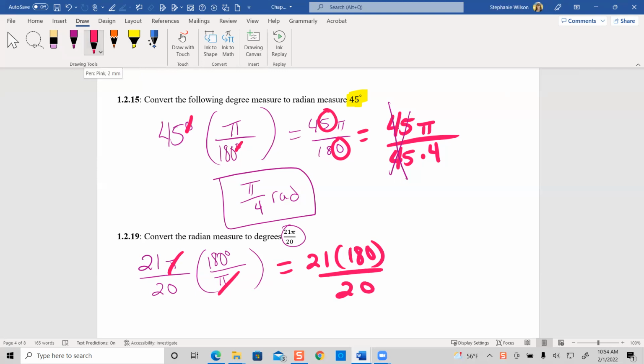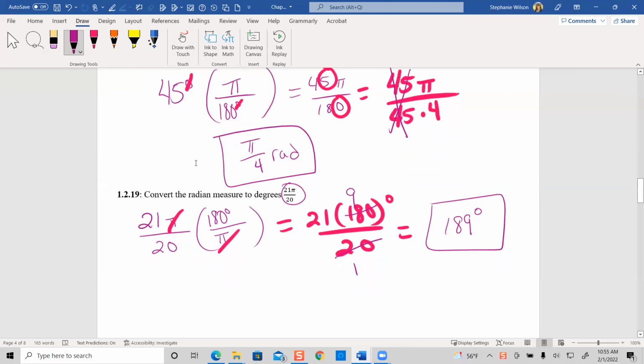But I also know, don't forget the degree, guys, I also know that 20 will reduce, right? It'll go into itself once. It goes into 180, how many times? It goes into it 9 times. So now I have 9 times 21, which gives me 189 degrees. And that's taking it from radians to degrees.